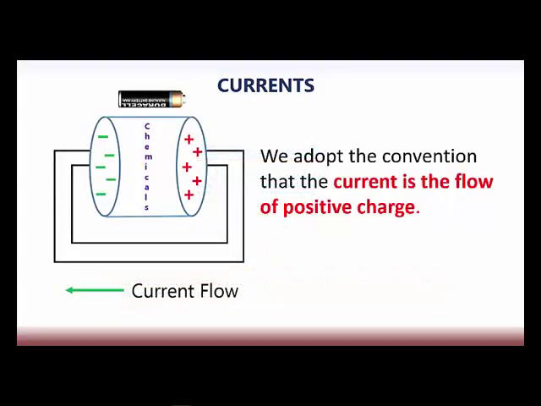I may be overemphasizing this, but we need to remember that current is the flow of the positive charge, even though the positive charges don't flow. It's the electrons that flow through a wire. Keep this in mind as we look at the next diagrams, which will show the positive charges moving.